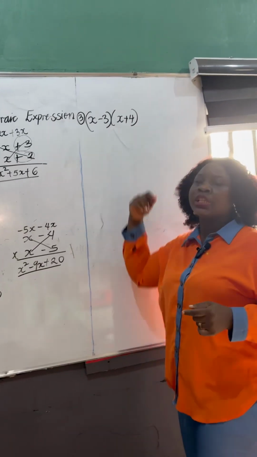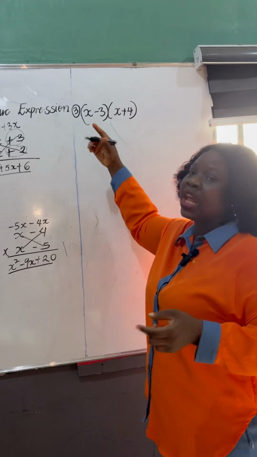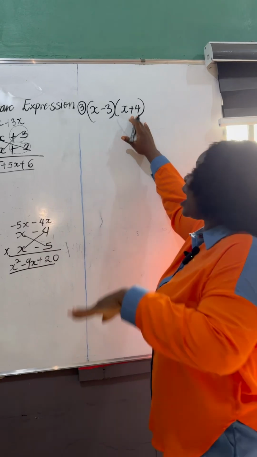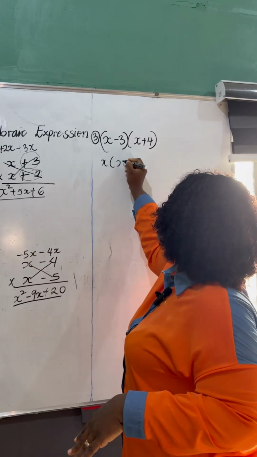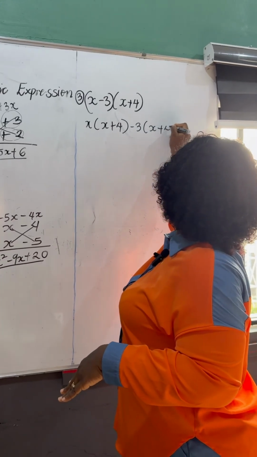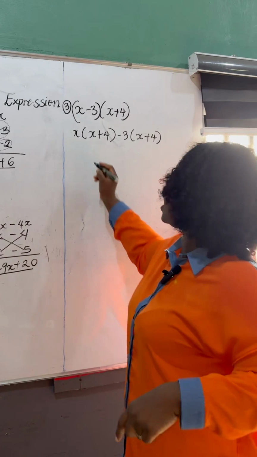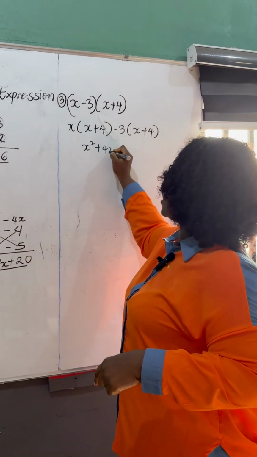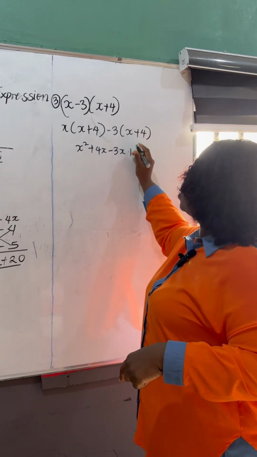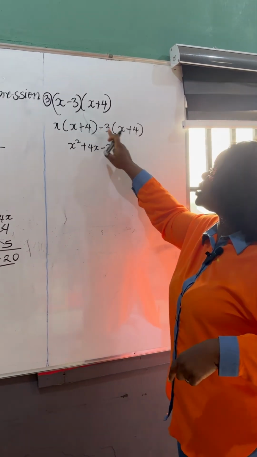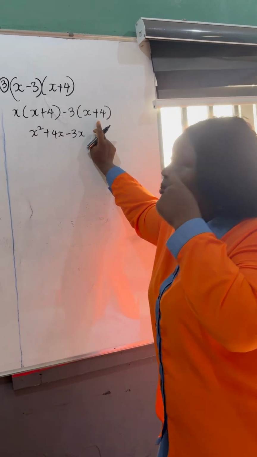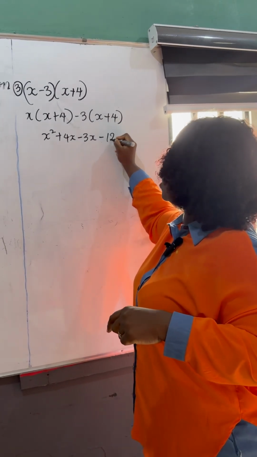Okay, let's look at this third example, when we have a negative sign in one bracket and a positive sign in another bracket. So we'll do x into x plus 4, minus 3 into x plus 4. To open this bracket, we have x squared plus 4x. Then we use this to multiply this. We have minus 3x. Now, please look at this. Minus times plus will give us minus. Minus times plus will give us minus. So we do minus 12.